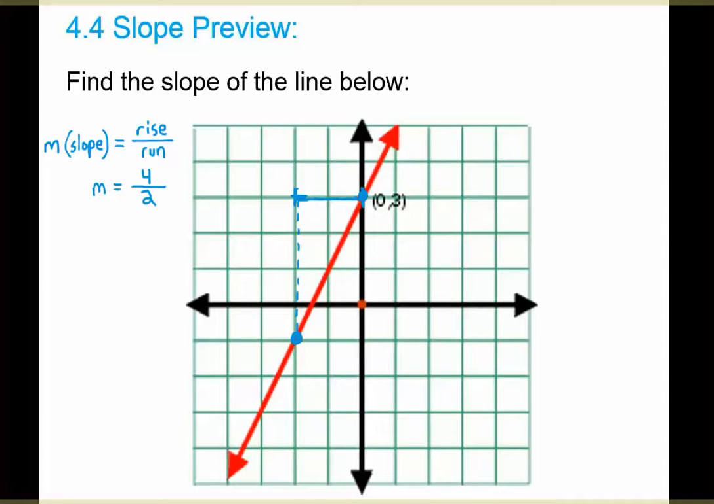So slope is defined as rise over run. My rise was 4, my run was 2. So what is 4 over 2? Well, it's the number 2. So we say that for this graph, I have a slope of 2.